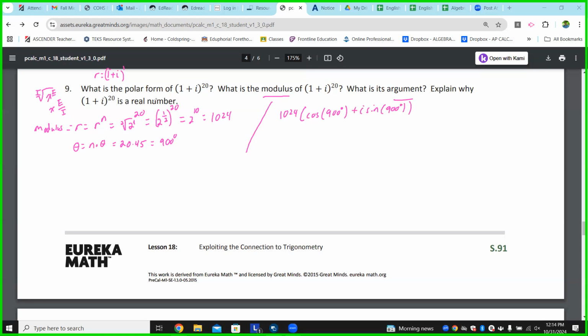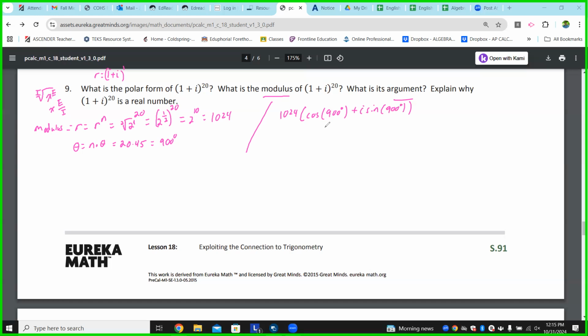However, it gives us one last question. It says, explain why this is a real number. Well, the only way to do that is to do the work. So I need to work this out to figure out what this rectangular form is. But you might be asking yourself, we only go to 360. What's 900? What do we know about circles? They keep going.